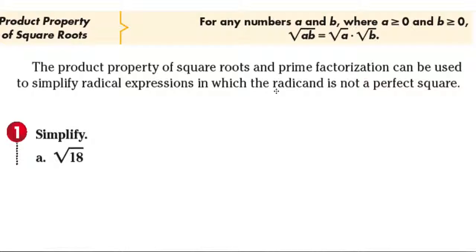So if you have radical 18 and you want to simplify it, we first get the prime factorization of 18. We copy the problem, radical 18, and one way to do that is the drop down method. The first prime number that goes into 18 is 2. 18 divided by 2 is 9. The first prime number that goes into 9 is 3. So you have 2 times 3 times 3.